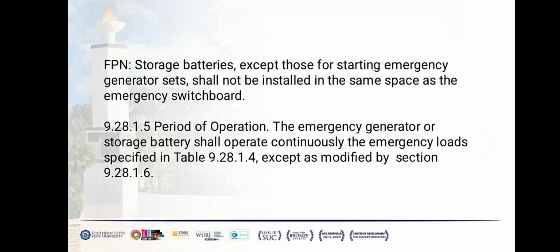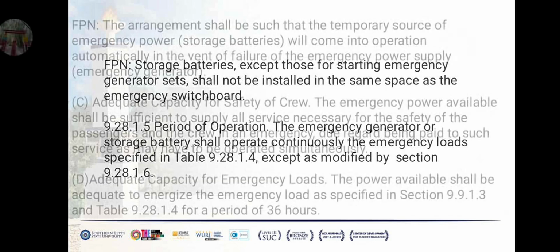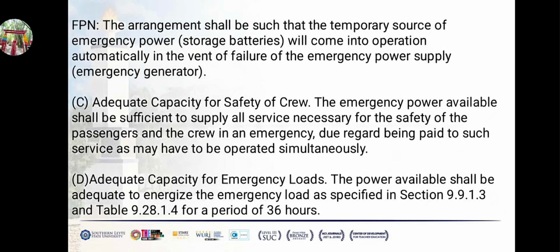The emergency generator or storage battery shall be operated continuously at the emergency loads specified in the table, except as modified in section 2.28.16. The arrangement shall be such that the emergency power source will come into operation automatically in the event of failure of the emergency power supply.